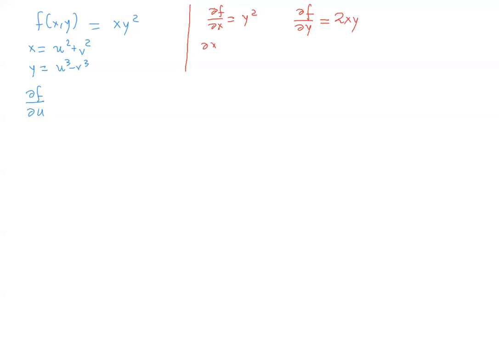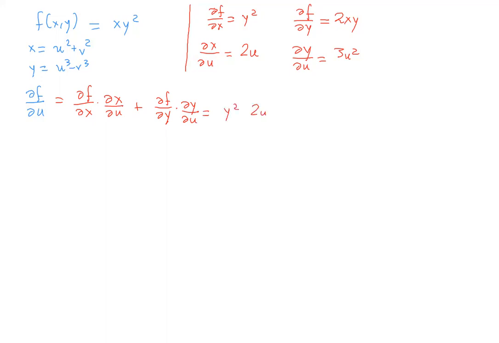The partial of x with respect to u is equal to 2u. And the partial of y with respect to u is equal to 3u squared. This should be sufficient in order to express the partial of f with respect to u. Because according to our chain rule, this will be partial of f with respect to x times partial of x with respect to u plus partial of f with respect to y times partial of y with respect to u, and we plug everything in and we get y squared times 2u plus 2xy times 3u squared.